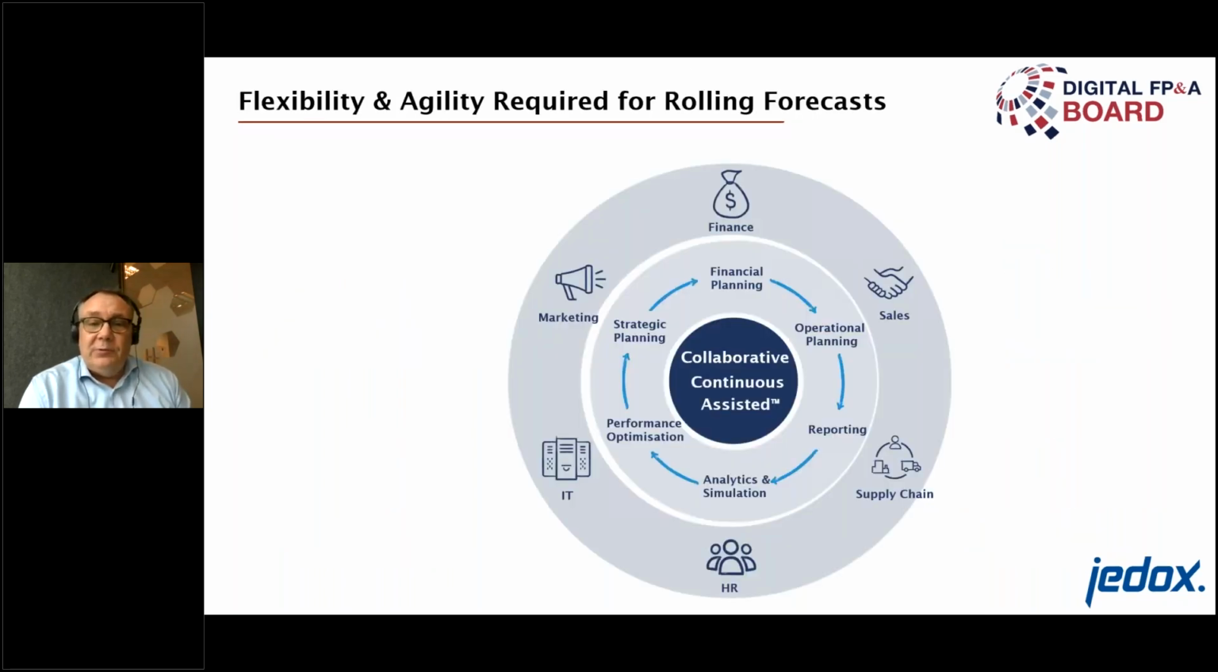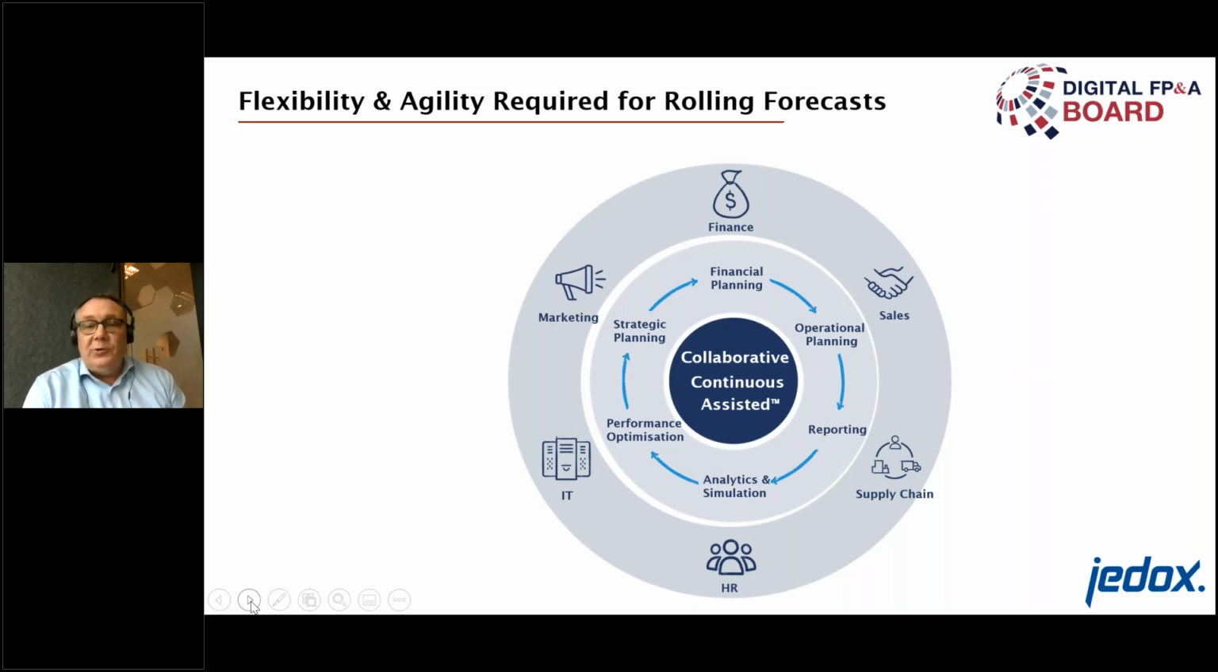So this is required for rolling forecast. You need to plan and manage your business like you've always done it, because the management process has not changed generally. But the difference is that the circle is turning faster and faster. Therefore, we need the platform or the technology that gives us the chance to be faster. And not only that, we have FP&A.